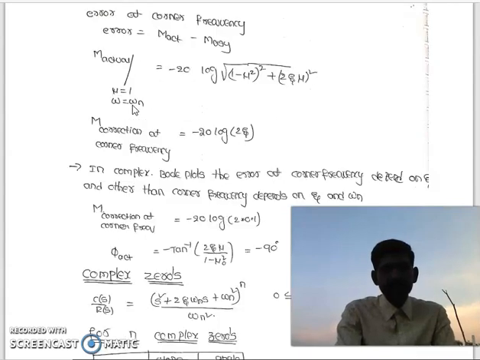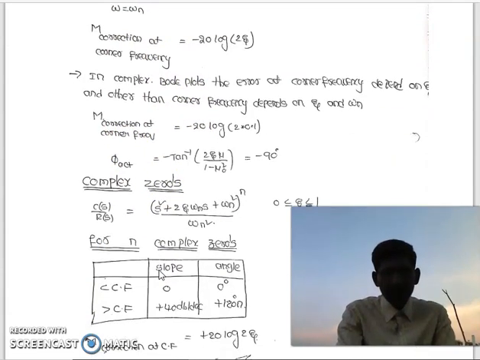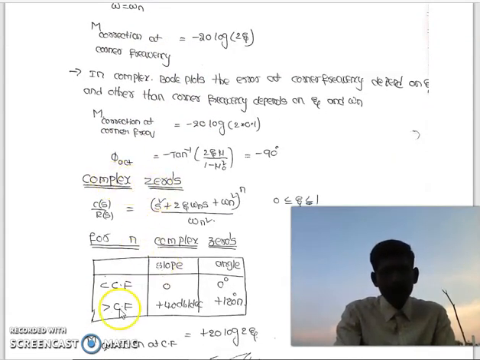This is the angle. This is the error at corner frequencies. Please go through it. Similarly for complex zeros, for n complex zeros, for less than the corner frequency the slope is 0 and the angle is 0 degrees. Greater than the corner frequency, the slope is plus 40 dB per decade and the angle is plus 180 degrees times n.